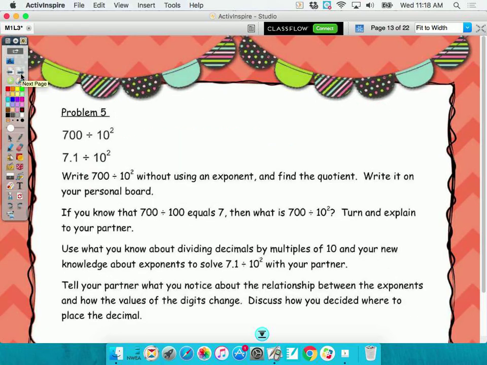Let's do the same thing, but we're dividing this time. Are you still on the same page? Yes. So you don't have to rewrite your decimal trick. You already have it. So what's the first step when you see a problem? Rewrite it, with the zeros, not the exponent. So 700 divided by what? What's 10 to the second?